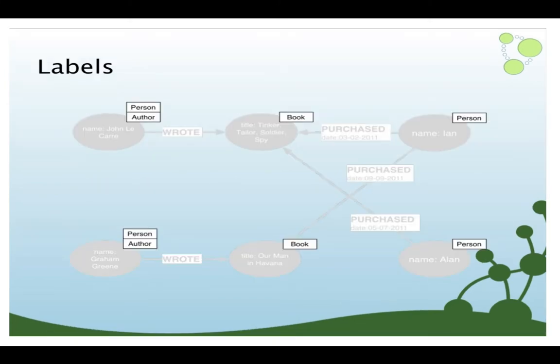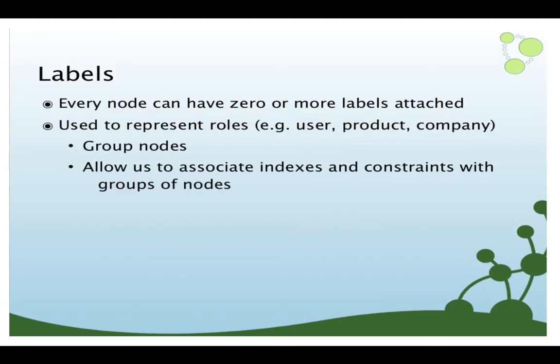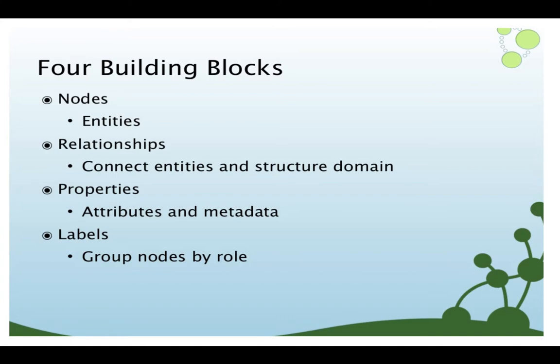So these are the labels, like person, book. These are the labels of a particular node. Every node can have 0 or more labels attached to it, used to represent roles like user, product, company, group nodes. So labels help us to group the nodes, and allow us to associate indexes and constraints with groups of nodes. So now you know what are the building blocks of GraphDB: nodes, relationships, properties, and labels.